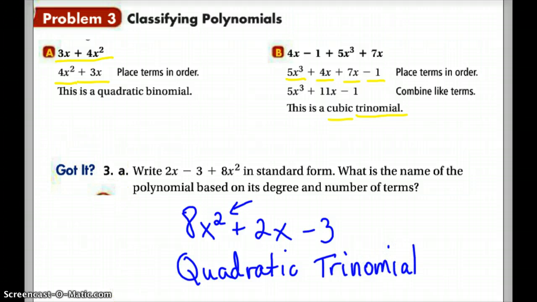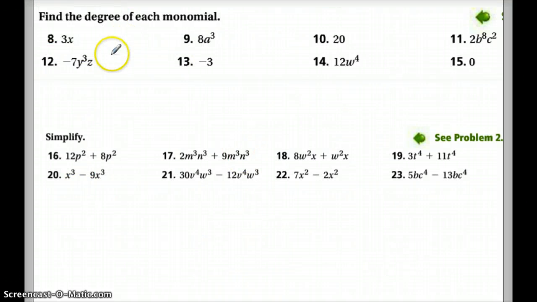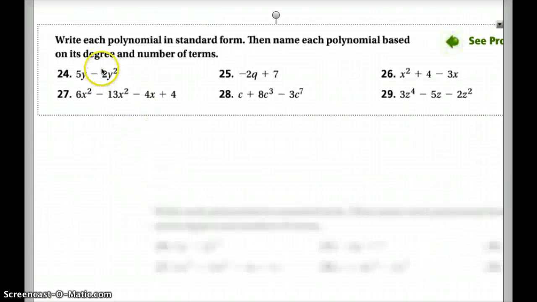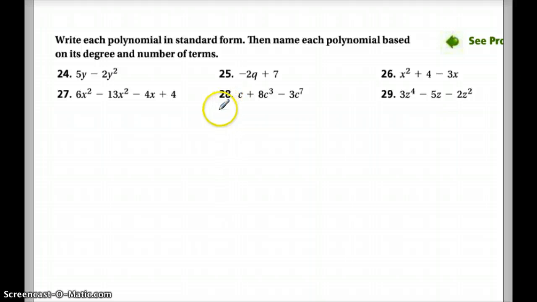Alrighty, what I'd like you to do is do all of the problems. Find the degree of each monomial in 8 through 15. Simplify in 16 through 23, and that's just combining like terms, and write them down here. Don't try to squeeze them in here. And finally, write each of these in standard form and give it a name. You can also write them in the big white space that you have here on this paper.